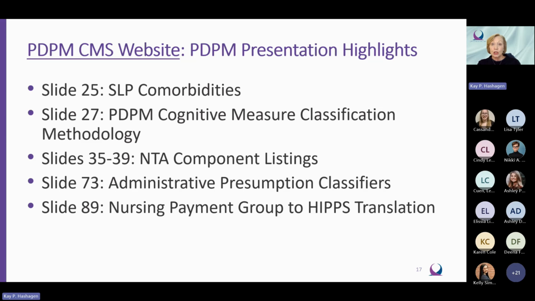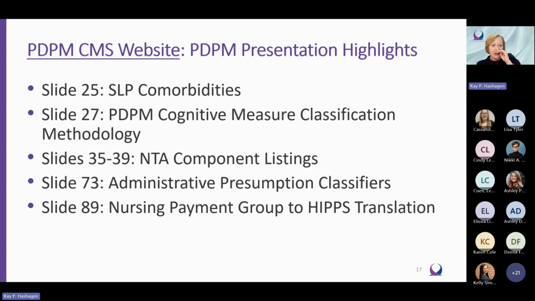And that is a great learning tool for your whole interdisciplinary team to make sure that you're not missing some of those. And also the administrative presumption classifiers on slide 73. We're not talking about those right now, but really, this is a good one to remember. If you're concerned that maybe you don't have the skill and the patient did have a qualifying hospital stay, you can maybe capture the days from the admission to your ARD. And that's the opportunity that CMS gives you for reimbursement.